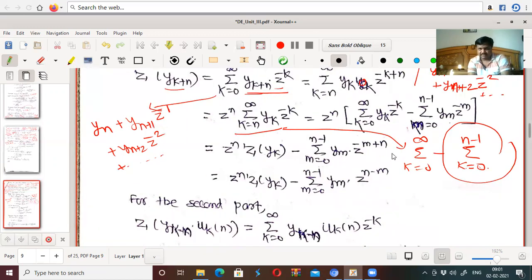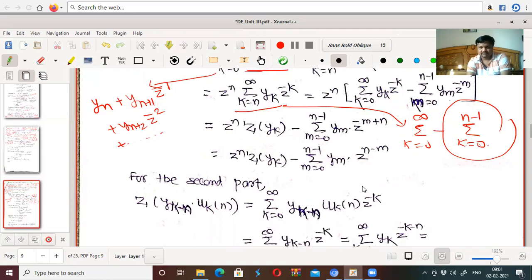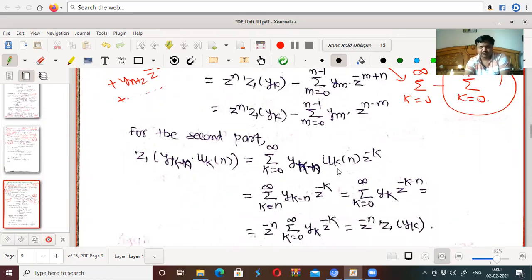Where does this plus n go? Z raised to n into the first term minus z raised to n into the second term; that z raised to n goes here. We will get z raised to minus m plus n. So this is nothing but z raised to n Z of y(k) minus summation m from 0 to n minus 1 y(m) into z to the power n minus m. This minus m plus n can be written as n minus m. Simple. So this proves the first, that is the shifting theorem.